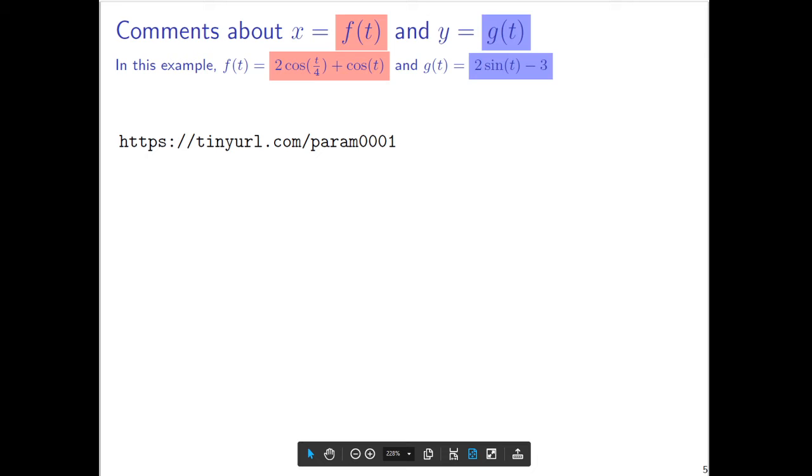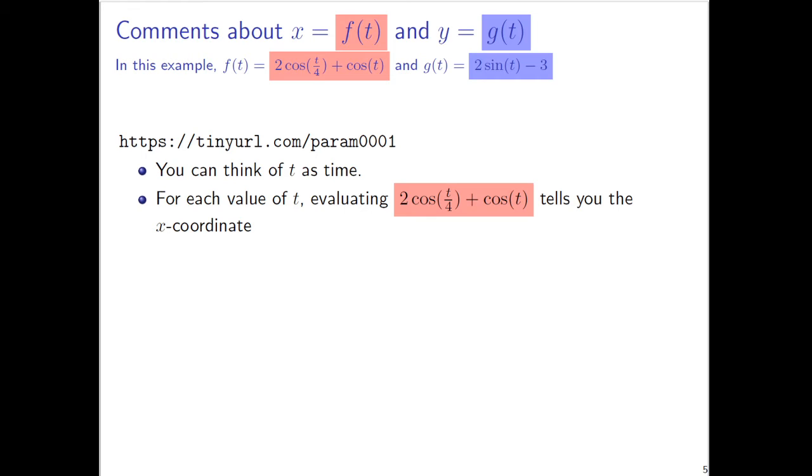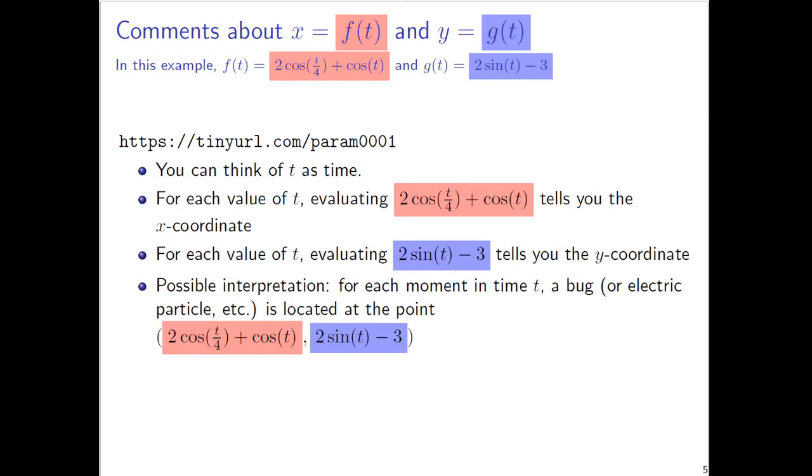All right. So just some comments about the example we saw. You can think of t as being time. In fact, I think I already accidentally slipped that in. So for each value of t, evaluating 2 cosine of t over 4 plus cosine of t tells you the x coordinate. And for each value of t, evaluating 2 sine of t minus 3 tells you the y coordinate.